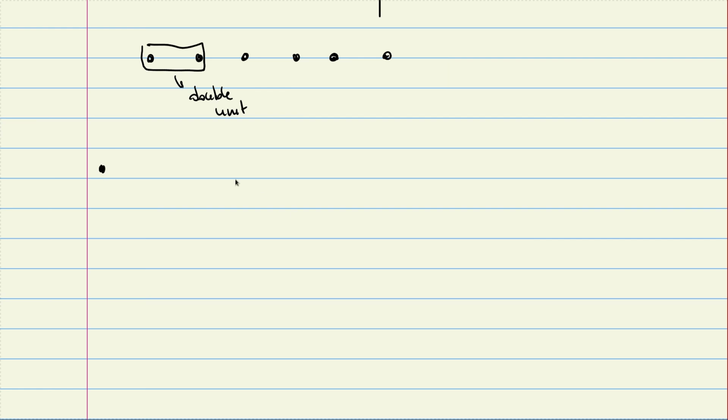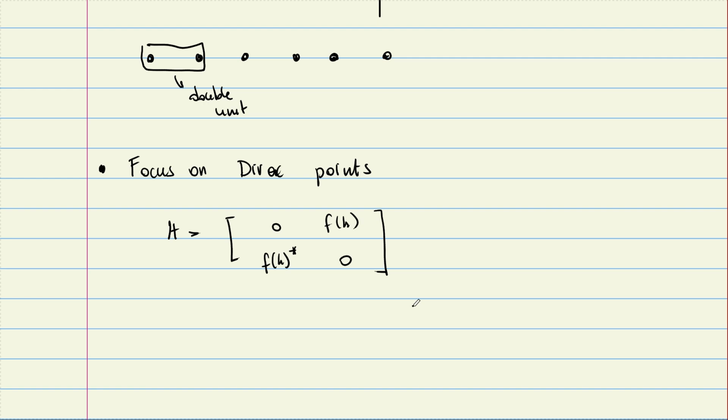So now I want to derive the Dirac points. Let's focus on Dirac points, just like we did in the graphene. And for that, the Hamiltonian is like this: H is 0, f of k, f star, 0, and let's take A1 is equal to A2 is equal to A.